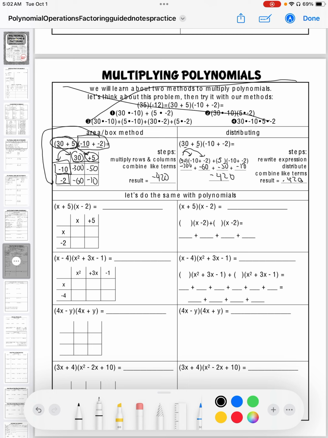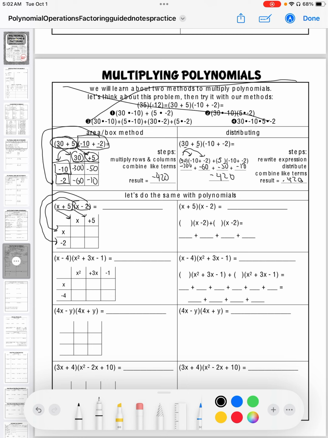Now we're going to look at what this looks like when we are multiplying with polynomials, so things that have variables as well. We have x plus 5 times x minus 2. Again, we're making this first part, one of those two terms, into our rows, x and plus 5. And then the second one is going to be our columns, x and minus 2. We're going to multiply to fill in the box.